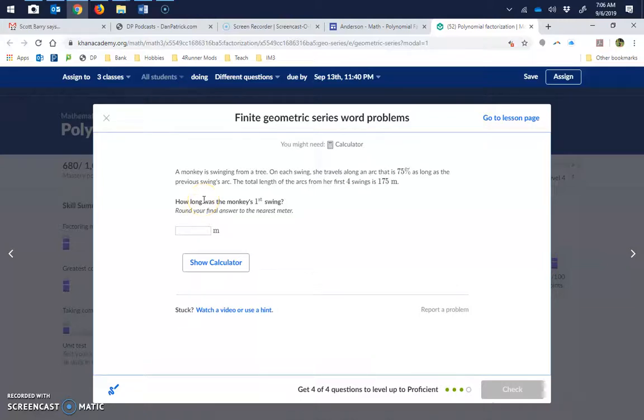Okay, a monkey is swinging from a tree. On each swing, she travels along an arc that's 75% as long as the previous swing's arc. So 75, or 3/4, is our rate again. We'll do percent. So 75% goes to 0.75. And it is getting smaller, so we don't need a 1 out in front. We're not gaining 75%. It's 75% as long as the previous swing. So 0.75 is actually correct here. The total length of arcs from our first 4 swings is 175. So the sum is 175, and our n is 4, and they want us to solve for A again.